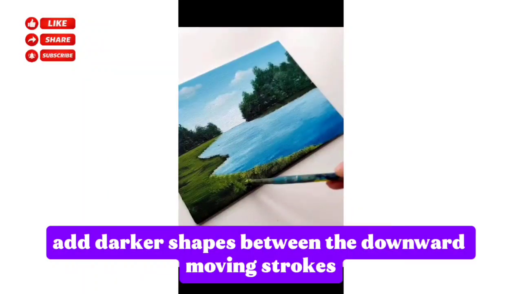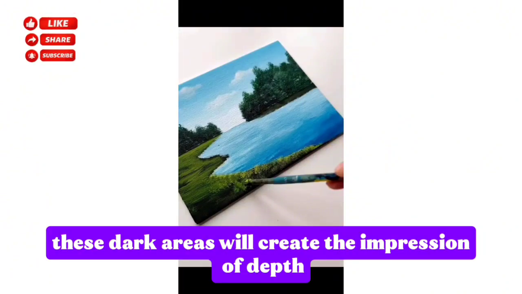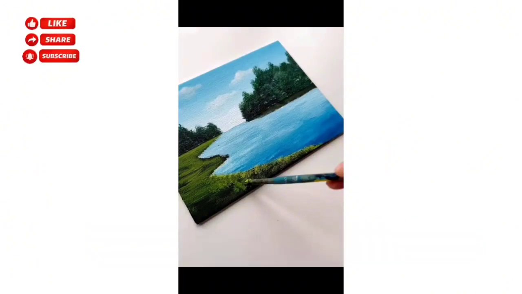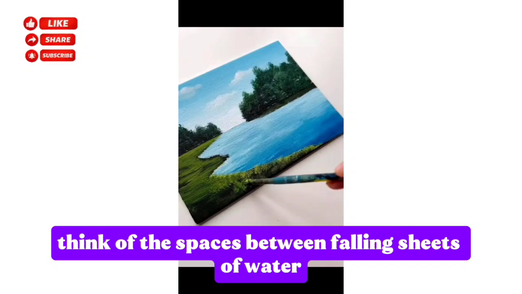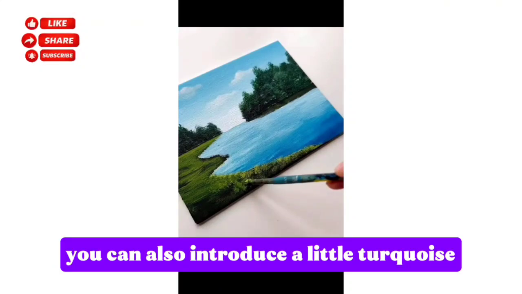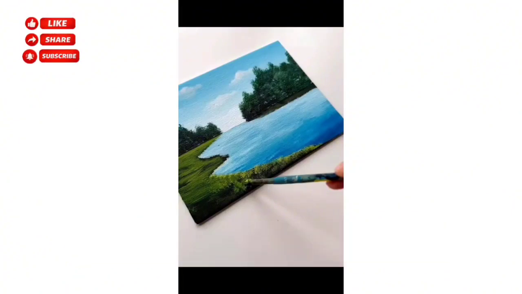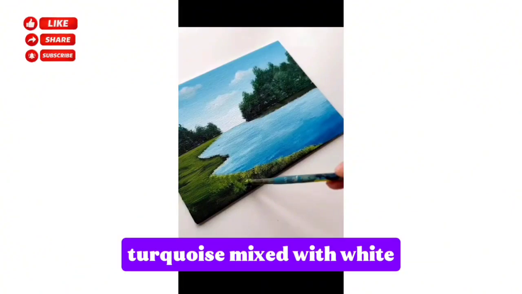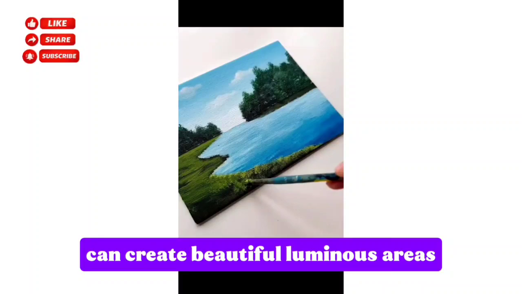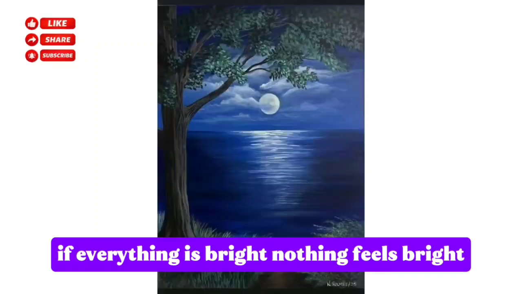Add darker shapes between the downward moving strokes. These dark areas will create the impression of depth. Think of the spaces between falling sheets of water. You can also introduce a little turquoise if you want a more vibrant, dreamlike feeling. Turquoise mixed with white can create beautiful luminous areas. But use it selectively. If everything is bright, nothing feels bright.